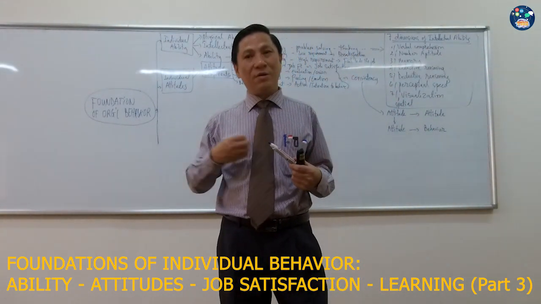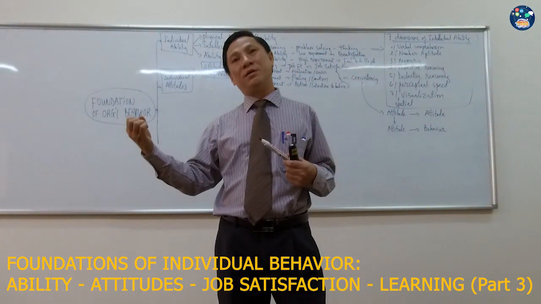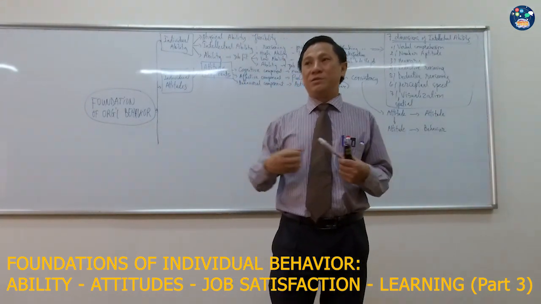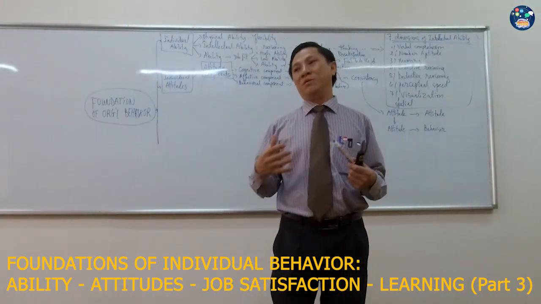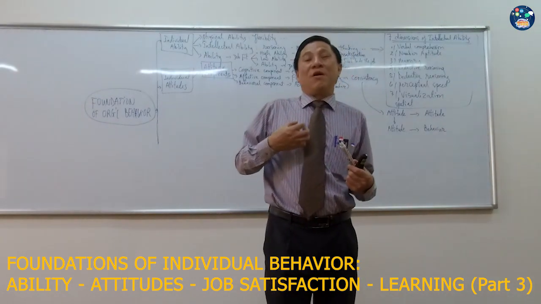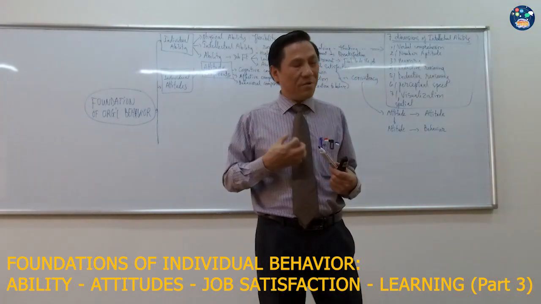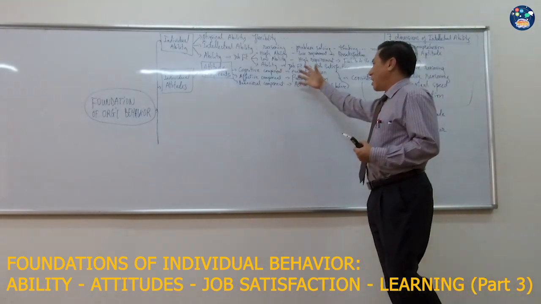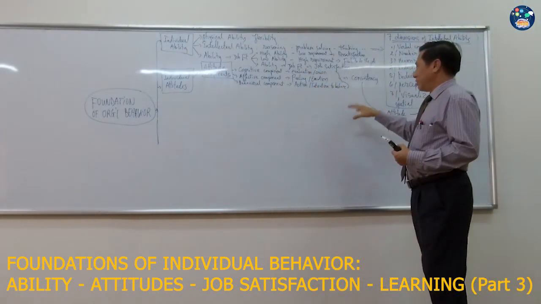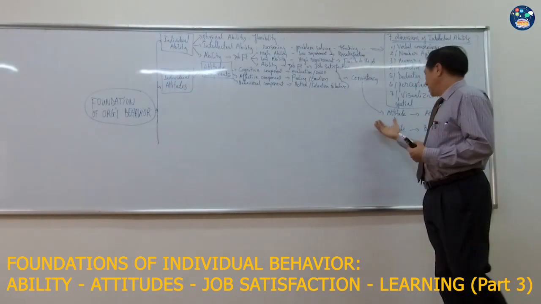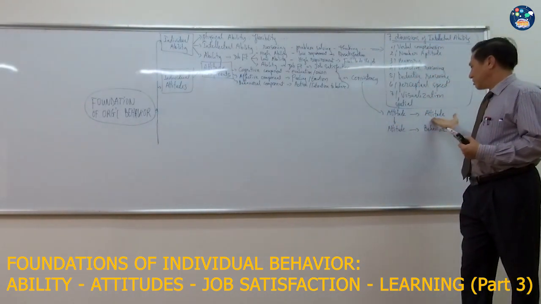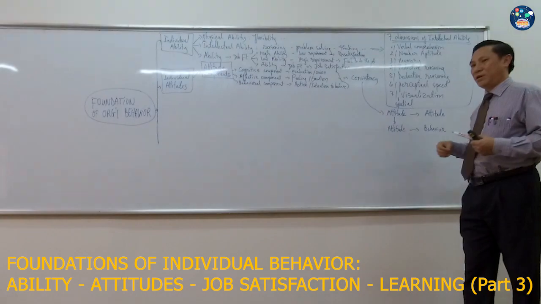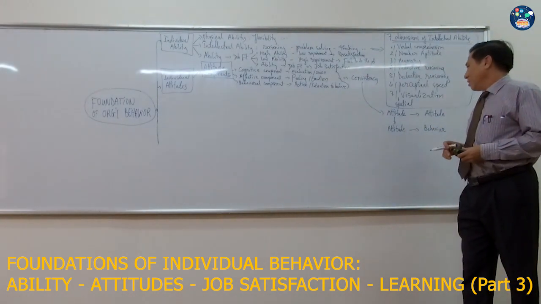Okay, so if we have a gap, let's say we have kind of inconsistency between our attitude now and our attitude later, or between our attitudes and our behavior, then we have kind of conflict inside us. It's very, very bad. So all the time we try to find a way to make our attitudes and behavior consistent.